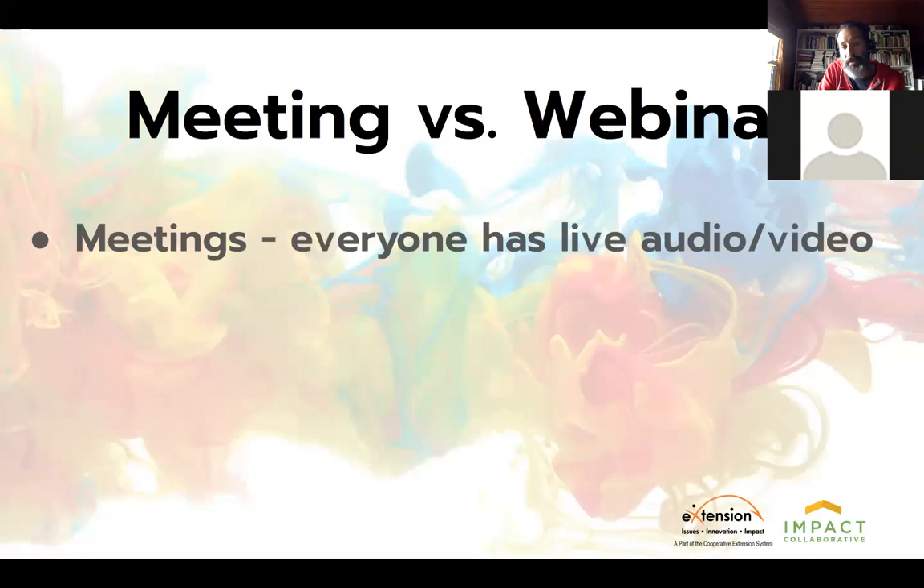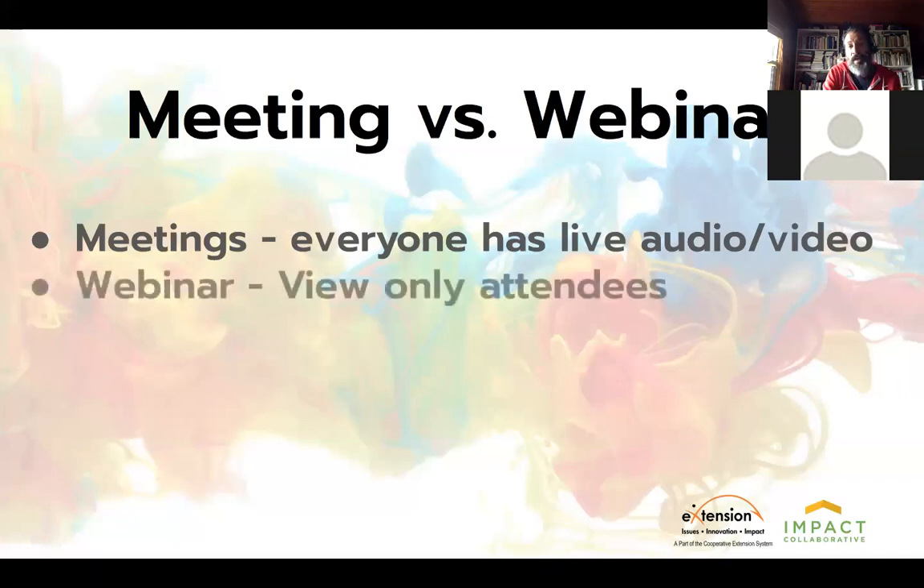So first, let's address this idea of a meeting versus a webinar. In meetings, everyone has live audio and video, versus a webinar, which has view-only attendees. For instance, you're on a webinar now. Myself and Larry have live audio and video. However, the folks that are joining us here, Zoom calls those folks attendees. You all don't have live audio and video. You don't have that ability on this call. Now you do have the ability to communicate with us via chat and Q&A.